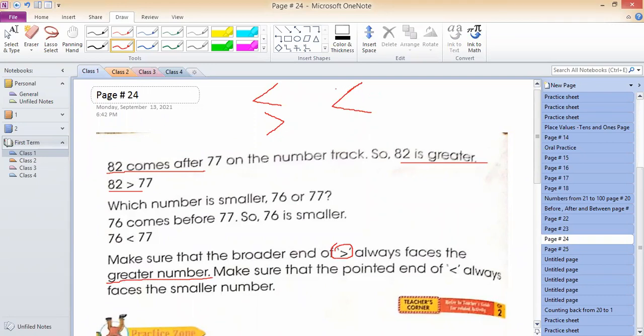I gave the example of the crocodile mouth. A crocodile always opens a big mouth to eat something. So it is bigger, it will always open in front of the bigger number. Let's suppose I write here two numbers, 1 and 2. So 2 is bigger than 1. So I will open the mouth of this sign in front of 2. Let's suppose I give you one more example. I write here 3 and 2. So 3 is bigger than 2. That's why I will open the mouth of this sign in front of 3. Clear, guys?